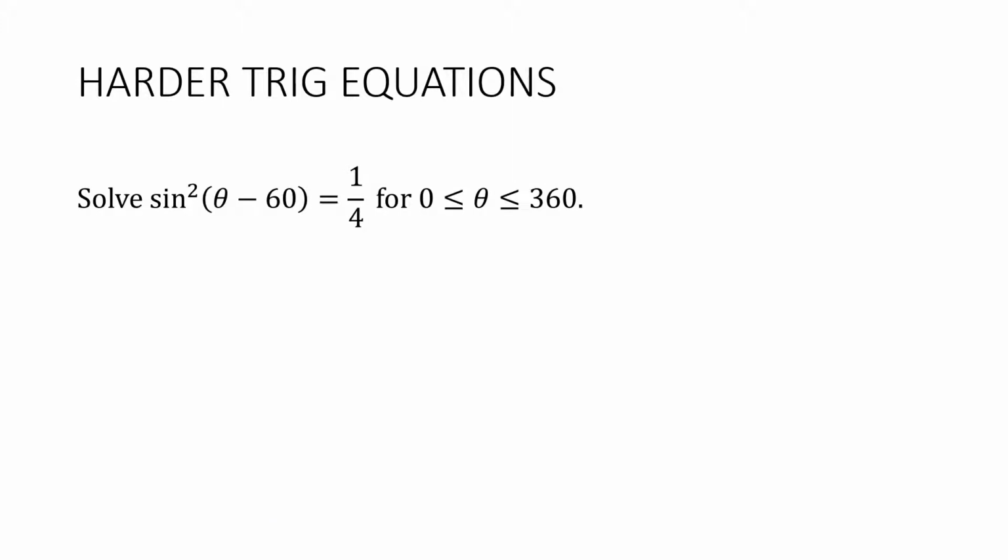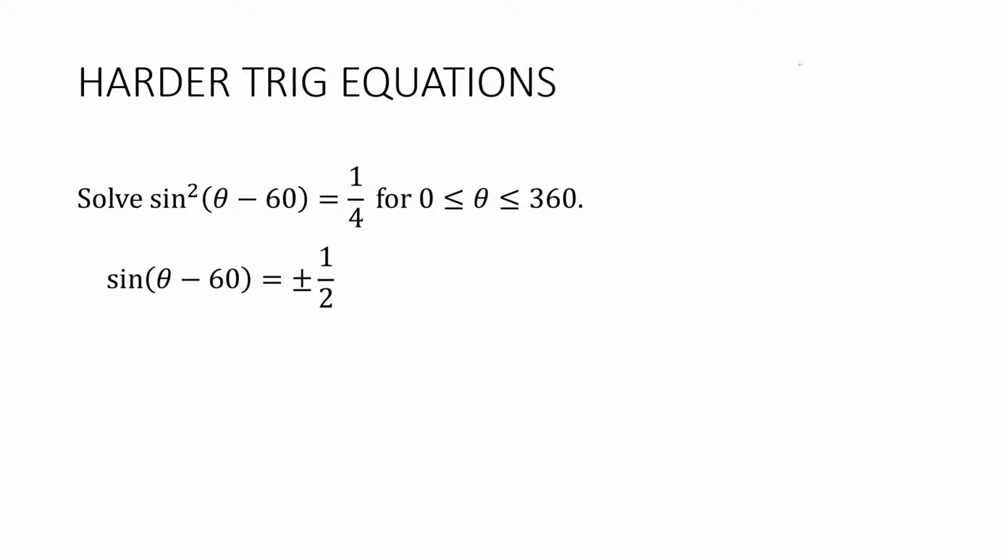Last question. Solve sine squared of (theta take 60) equals a quarter, for 0 is less than or equal to theta, less than or equal to 360. So we're in degrees, not radians. First thing we're going to do is the square root of both sides. And the square root of a quarter is plus or minus a half. The next thing to do is to do shift sine of a half to get our reference angle or our acute angle, and that's 30.